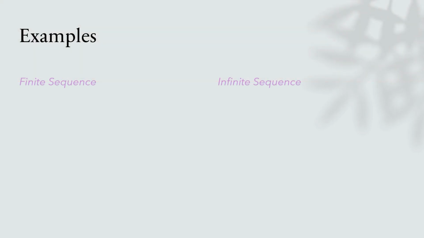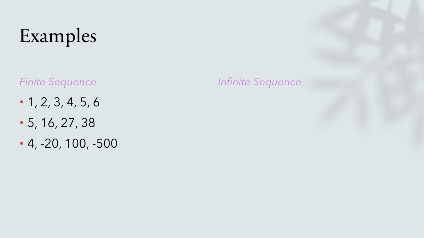So let's have some examples. For finite sequence, we have 1, 2, 3, 4, 5, 6, where the rule is that it is the natural numbers, so it adds 1 from the previous term. We have 5, 16, 27, and 38. So it's adding 11 on each term. We have 4, negative 20, 100, and negative 500. So it is multiplied by negative 5.